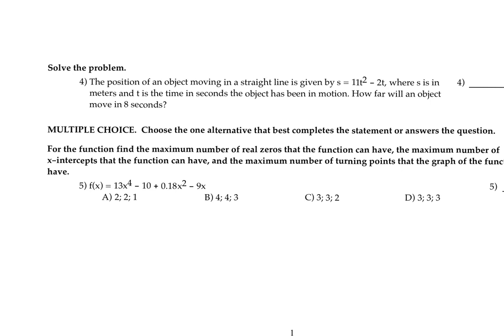Number 4 is a little bit different than the one that was on the quiz. On the quiz, they gave us the meters, how far it had traveled, and we had to find the time. That's a quadratic equation. This one, though, gives me the time, how many seconds have passed, and it wants to know how far this object moved after so many seconds. So after 8 seconds, how far has this object moved? I'm just going to take 8, plug it into the function and figure out what my distance is. So it's a little bit easier than the one we did on the quiz.